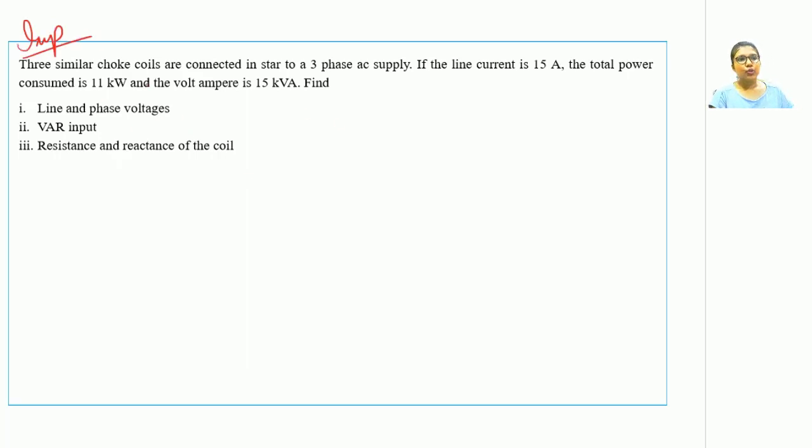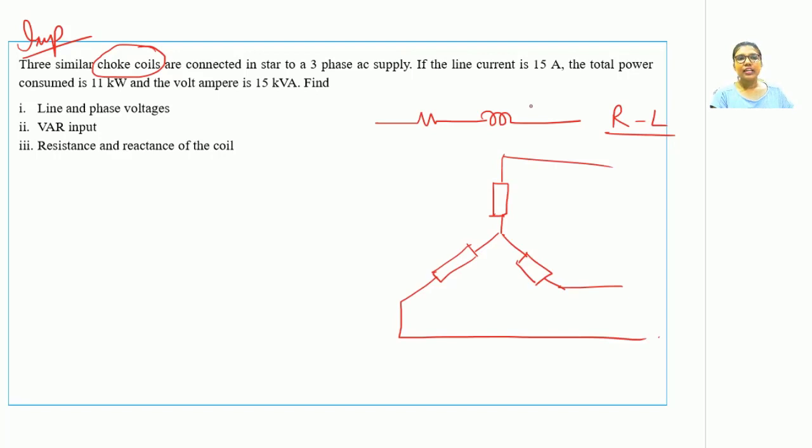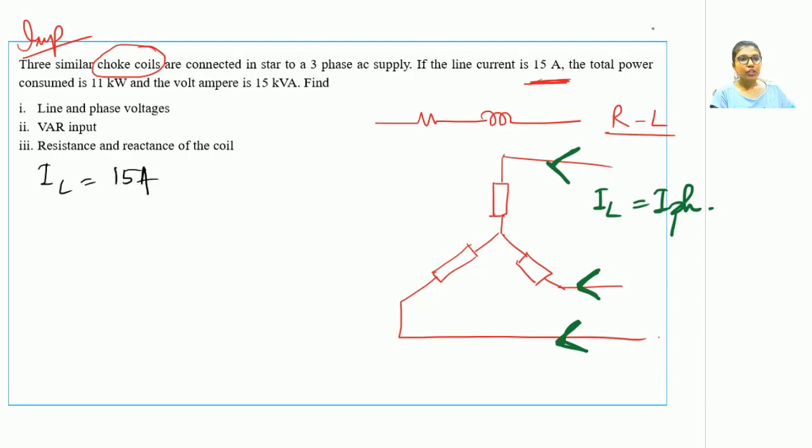3 similar choke coils. What do you mean by choke coils? Choke coils means it's a series RL circuit, a resistor in series with an inductor. They are connected in star. So draw the star connection. If the line current is 15 amps, line current is a current which flows from the source side and eventually reaches the load side. So for a star connection, IL is equal to I phase. The value of IL is provided to us. The total power consumed is 11 kilowatts.